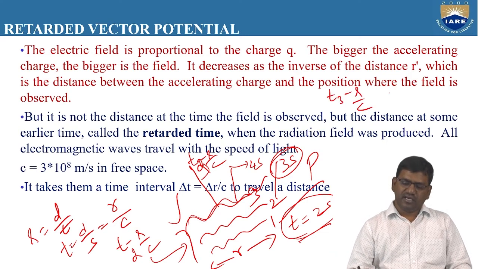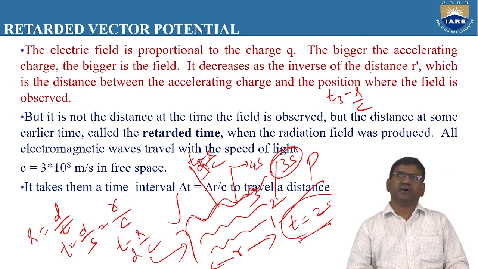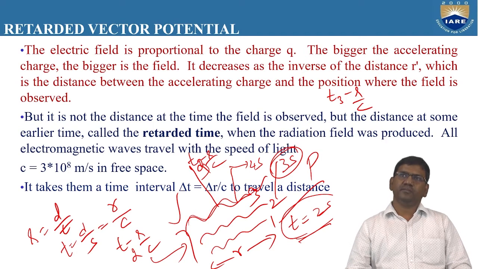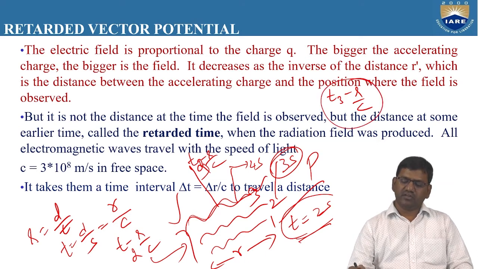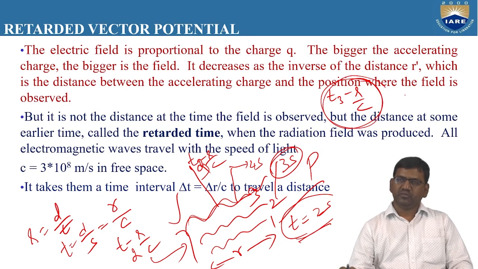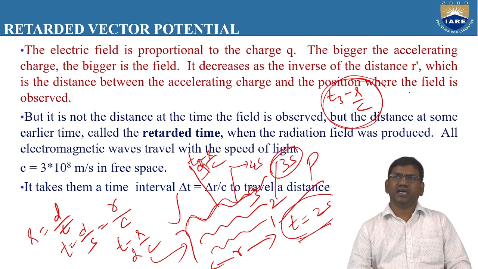So like this, different electromagnetic waves are reaching the point p at different time intervals. Whenever you calculate the potential, you need to do the summation of all these three. That means t3 minus r by c, what is the radiation field? And t2 minus r by c, what is the radiation field? And t1 minus r by c, what is the radiation field? All these field strengths of the electromagnetic waves have to be integrated.